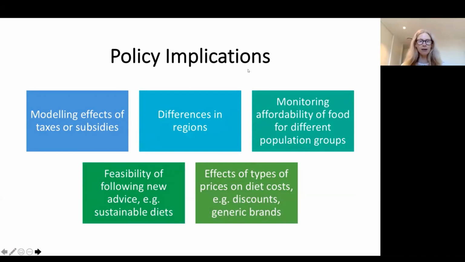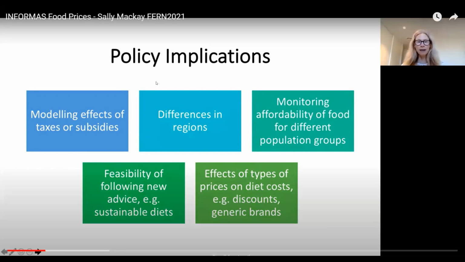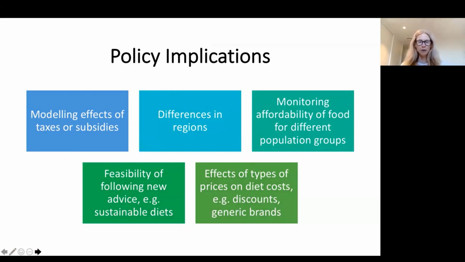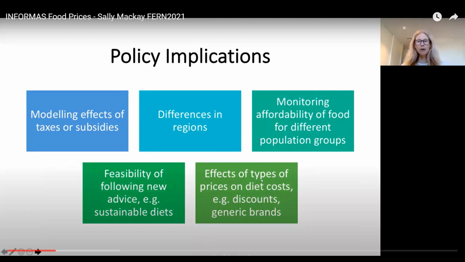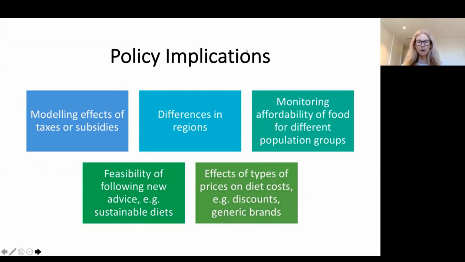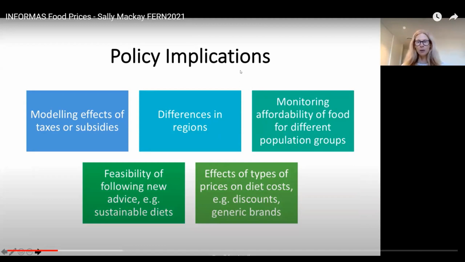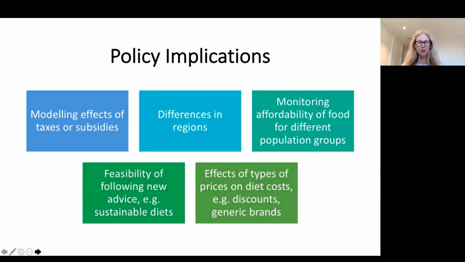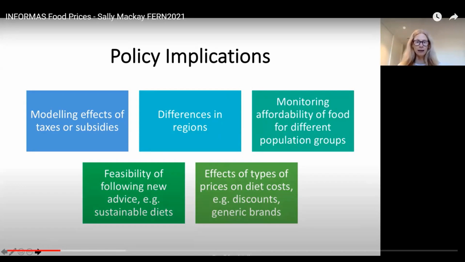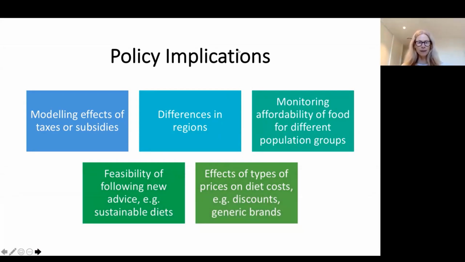Some in this is using the data to model the effects of taxes or subsidies. For example, if you took the goods and services tax off fruit and vegetables, what would that do to the cost of a healthy and a current diet? Many countries want to look at the difference in costs of a healthy food basket in different regions, particularly rural and urban. And also monitoring the affordability of food for different population groups. So bringing in household income for different groups, or maybe people that are receiving social welfare benefits.